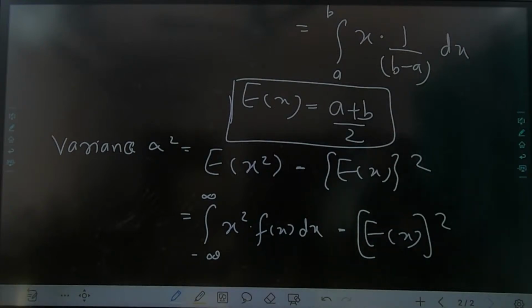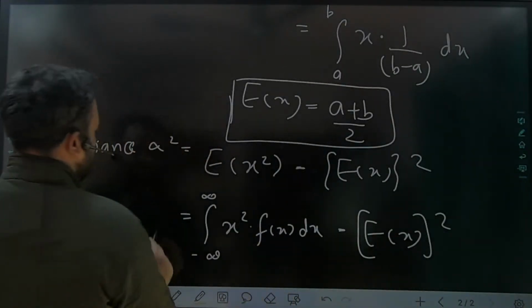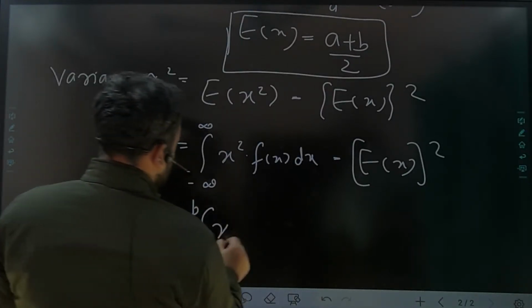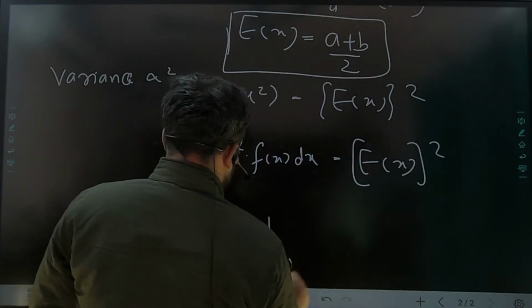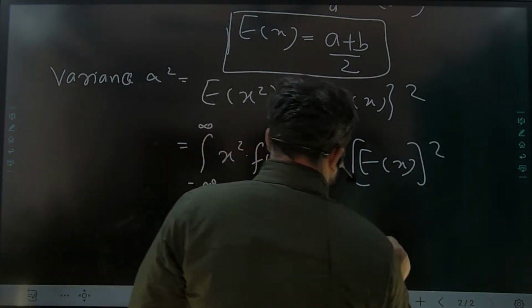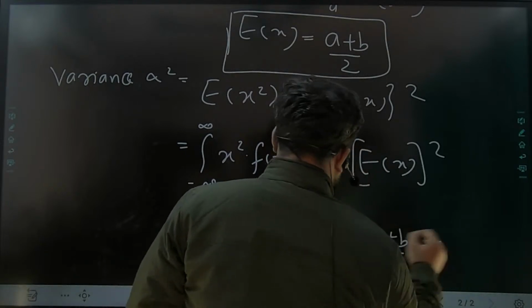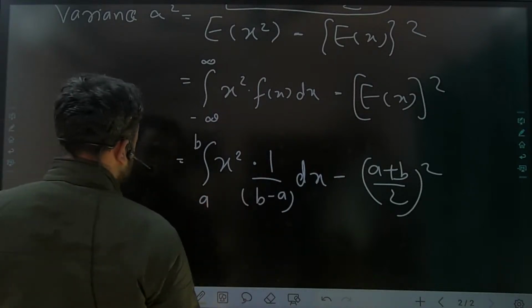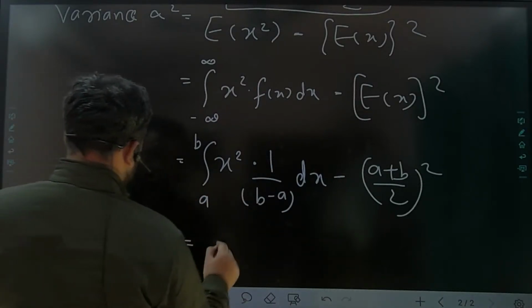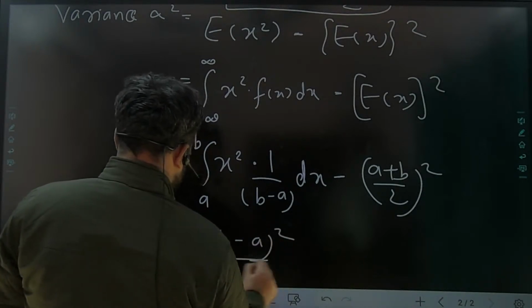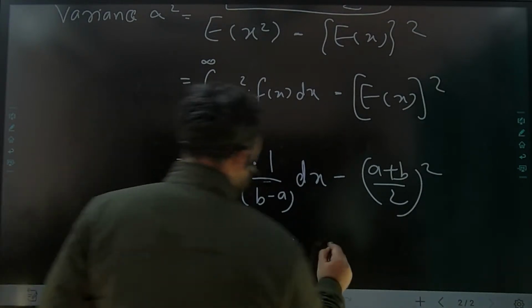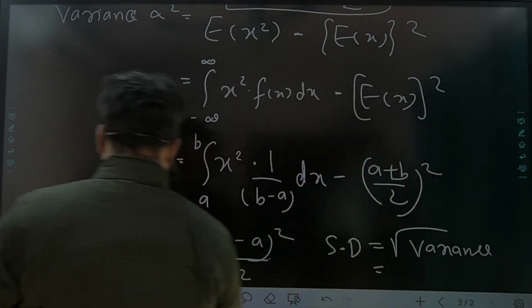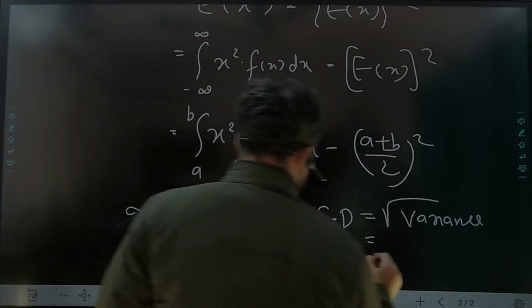F of x is k, and k is 1 upon b minus a. So the integral from a to b of x square into 1 upon b minus a dx, minus the mean we just calculated, whole square. Now you just have to solve for the multiplication. This will be constant times x square. Finally, your variance will come out to be (b minus a) whole square divided by 12, and the standard deviation is b minus a upon root 12.